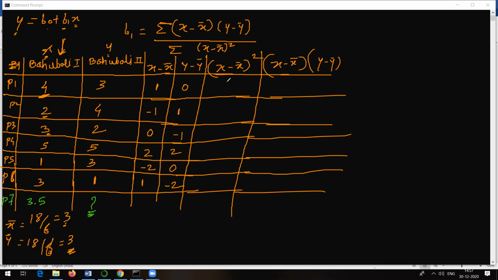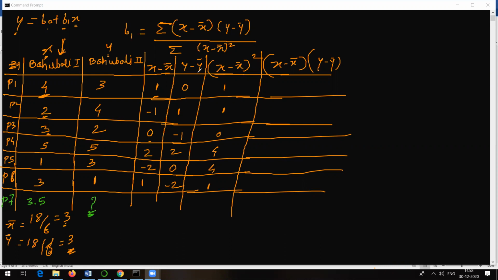Now, I want to find out x minus x bar whole square. So x minus x bar is this. So 1 square is 1. What is minus 1 square? 1. 0 square is 0. 2 square is 4. Minus 2 square is 4. And 1 square is 1. I hope everyone is able to understand whatever I am trying to do here. I am doing a simple calculation, right? Very simple.